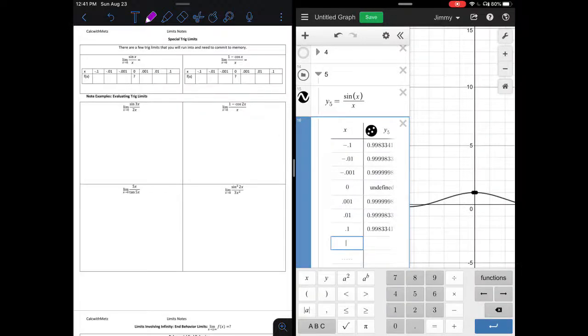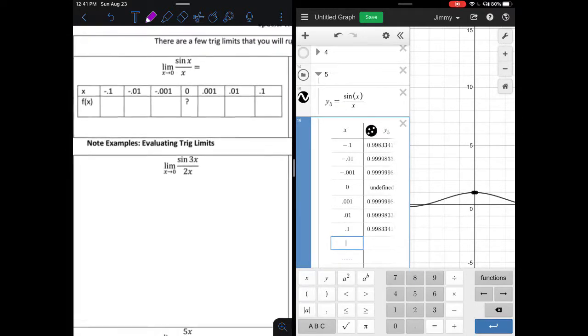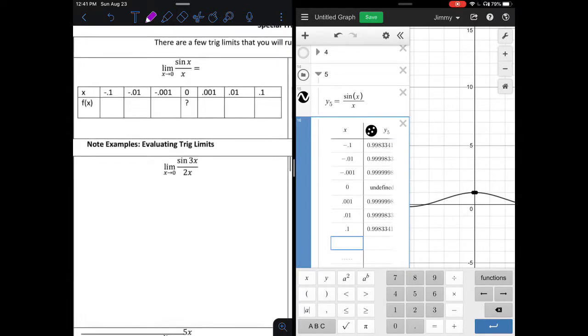All right, so in this video, we're going to look at working with some trig limits. And you are going to encounter from time to time two special trig limits. The first one that you'll see, and it'll be very helpful to use when working with trig limits, is the limit as x approaches 0 of sine of x divided by x.